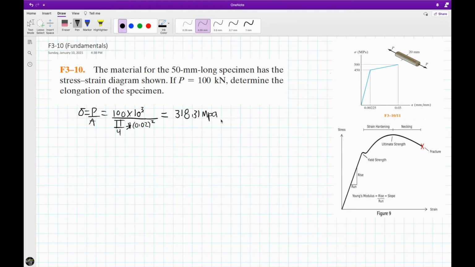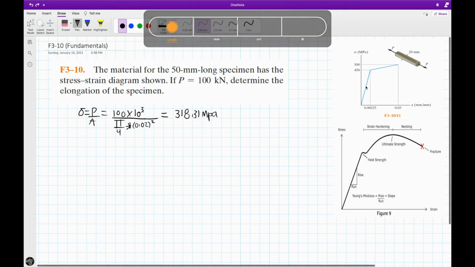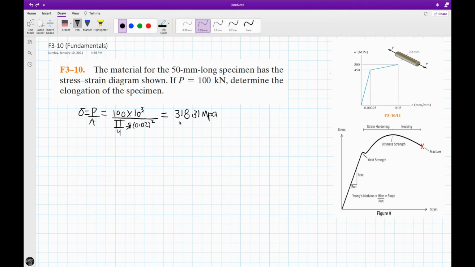Now we know that the stress is less than the yield strength, which is going to be right about there. So that means we can apply Hooke's law.